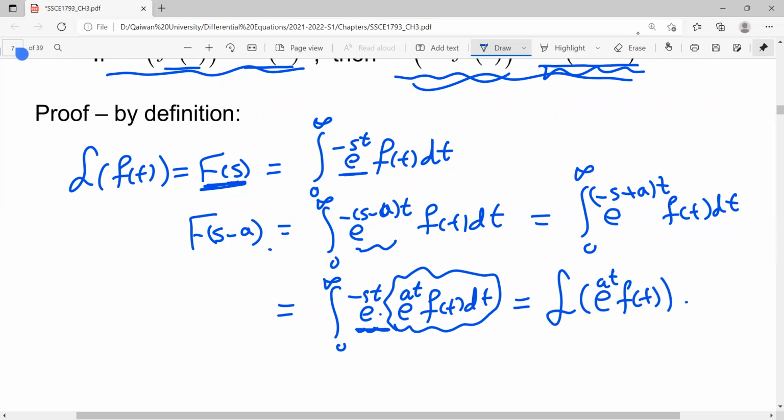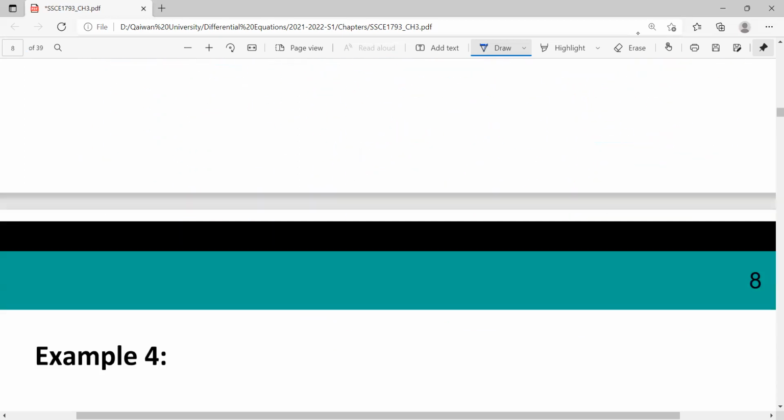As you see, we proved that F of s minus a equals this one. That means if we have e to the power at multiplied by a function, we first find the Laplace transform for the function, then we replace each s in the result by s minus a.